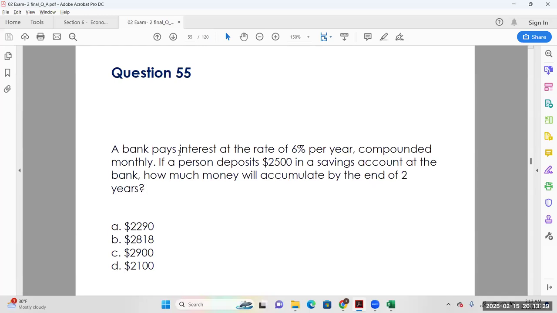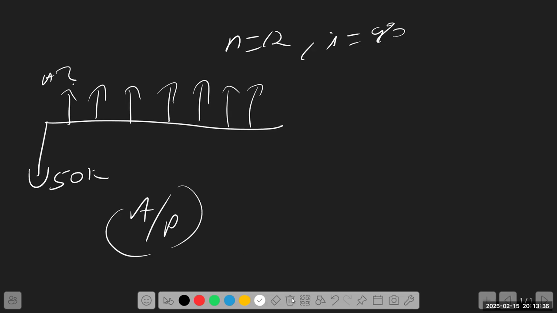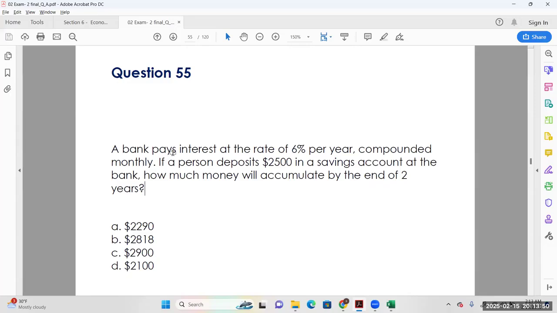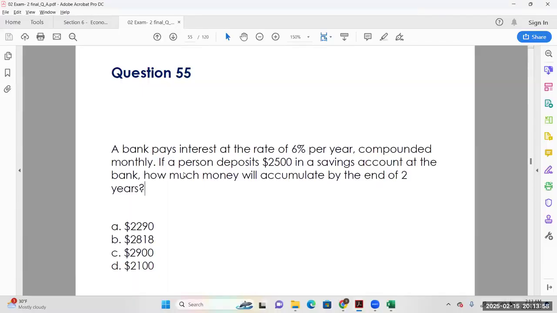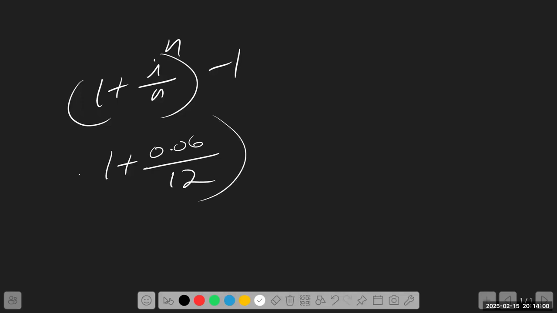No, we need to find the net effective interest rate. Okay, can you explain this one? Effective interest rate: 1 plus I divided by N, all raised to N, minus 1. So here 6, right? 1 plus 0.06 divided by 12, since compounded monthly, all raised to 12, minus 1.